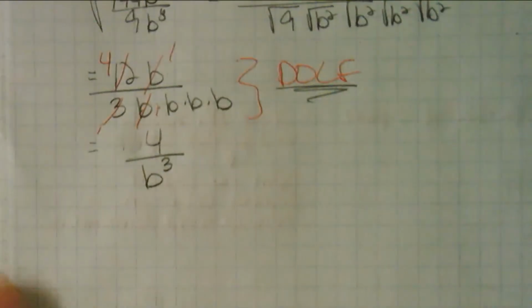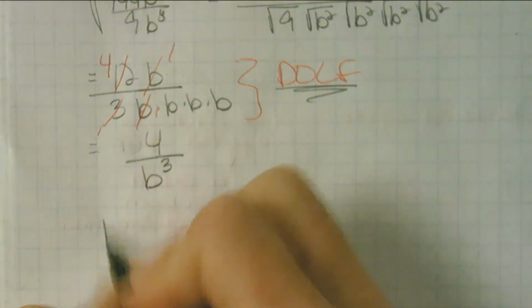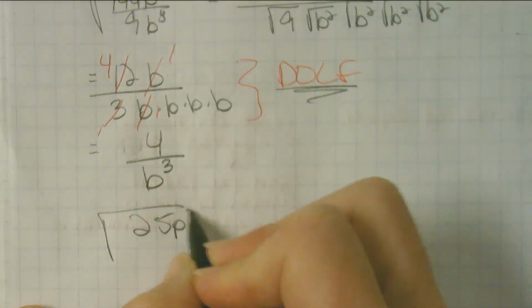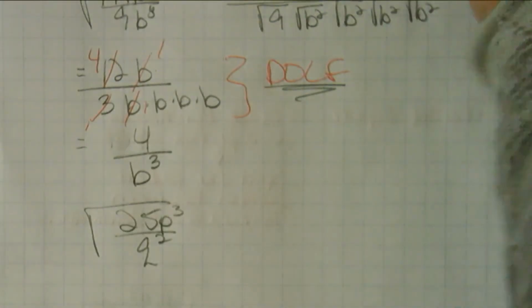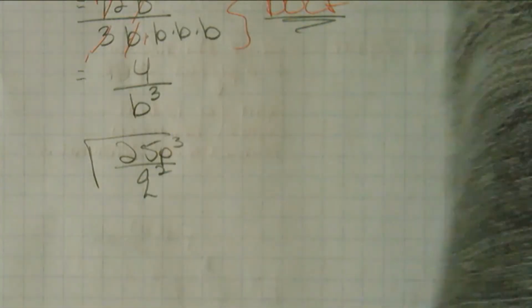Okay, let's look at the second one. I have the square root of 25p cubed over q squared. Somebody tell me what to do here. Serena, go ahead.